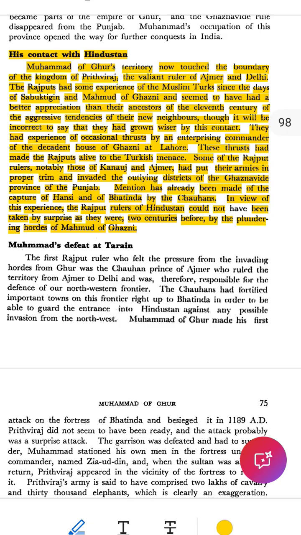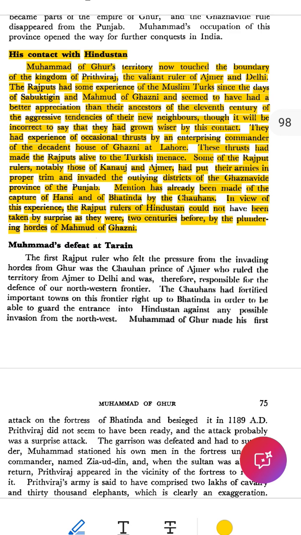7. These thrusts had made the Rajputs alive to the Turkish menace. Alive to means aware of. Turkish menace equals the danger of Turkish Muslim invaders. These small attacks made the Rajput kings realize the Turks are still a threat. We need to be careful.